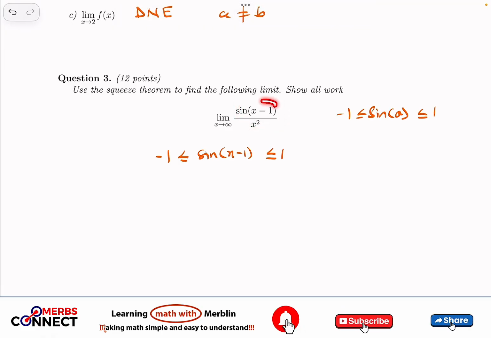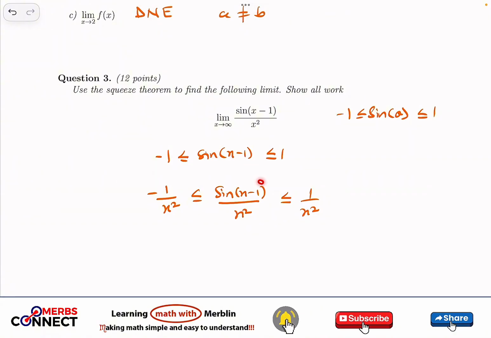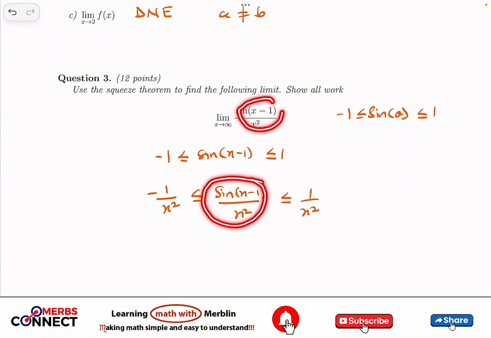Right. Now, what I want to do is I want to build this function here. So since I have sine of x minus 1, I can see that this function is divided by x squared. So for me to get something like this to look like this, then I need to also divide this one by x squared. But I cannot do something to this without doing to this and this. So I'm going to have this one to be minus 1 divided by x squared, and then sine x minus 1 divided by x squared less than or equal to 1 divided by x squared. So now we see that we have gotten something like that, which is the same as this.